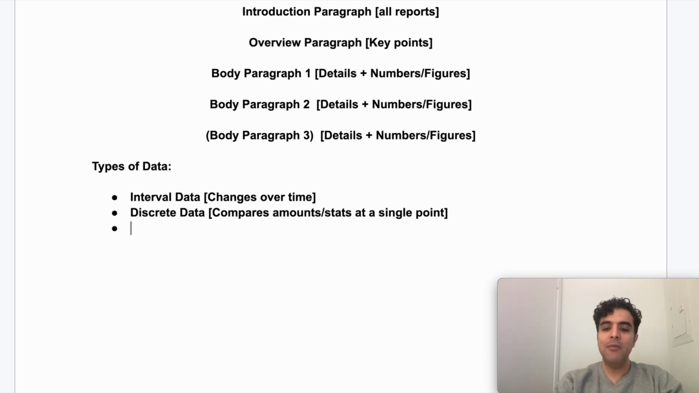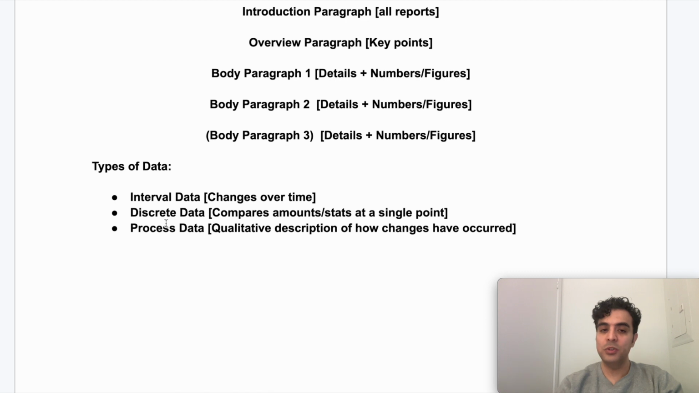And then we have process data, which is qualitative. So it's a qualitative description of how changes have occurred, right? So this time it's qualitative. So don't confuse it with the quantitative changes that are the focus of interval data.